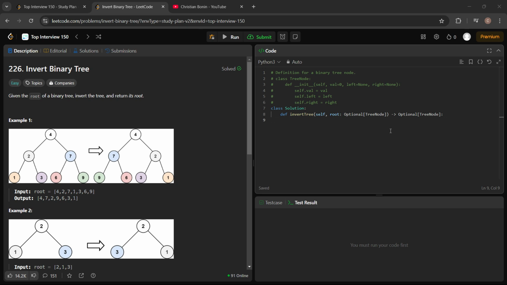This is another easy one, but you'll be asked stuff about binary trees all the time. Again, this is another one in the top interview 150, so it's a commonly asked problem. And this asks you to invert the binary tree. So basically, just make like a mirror image of the original binary tree here.